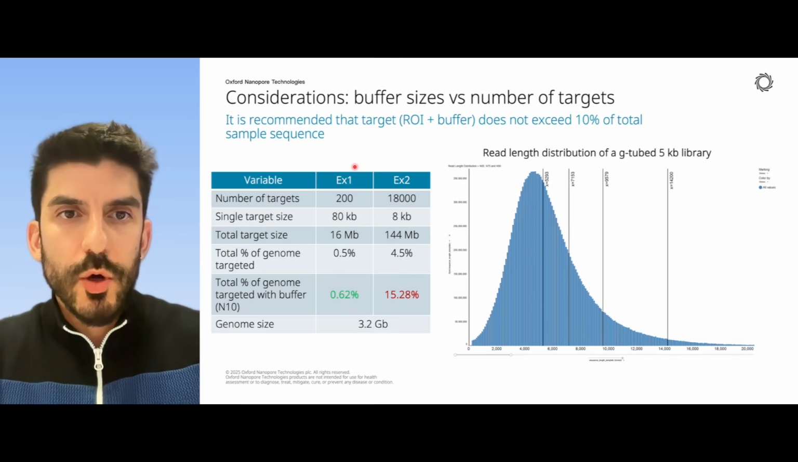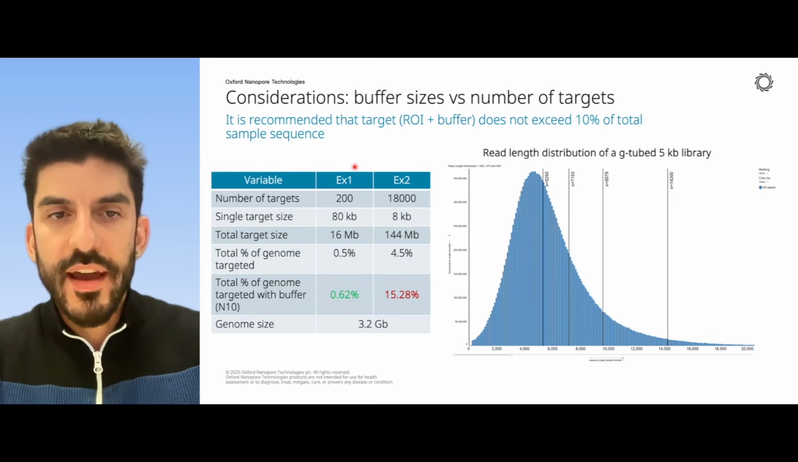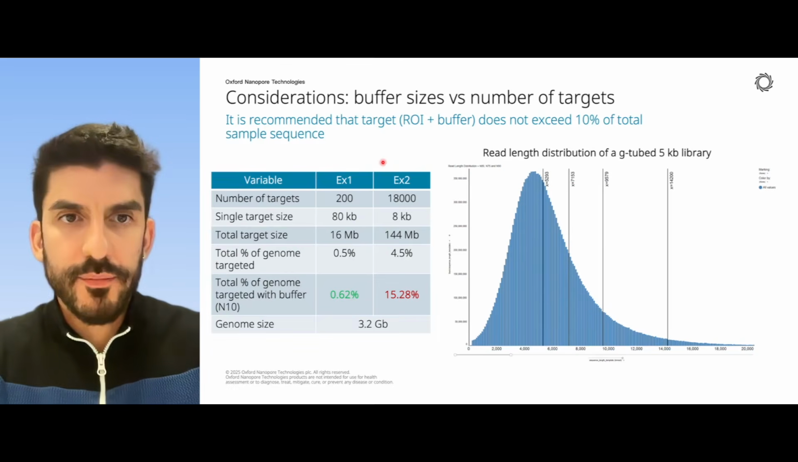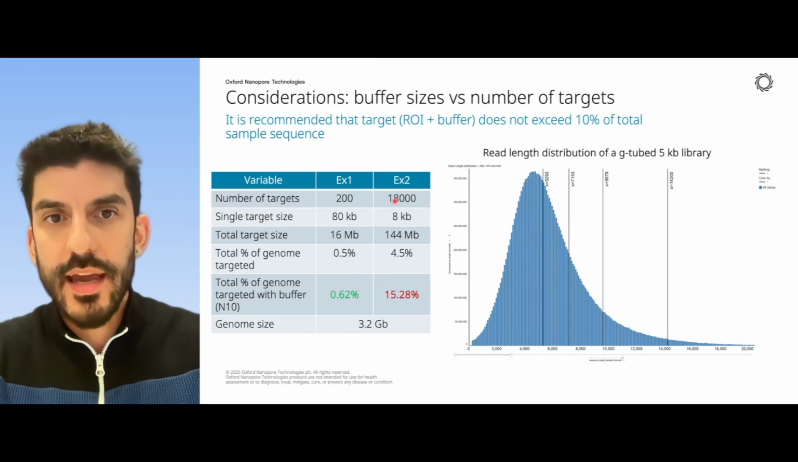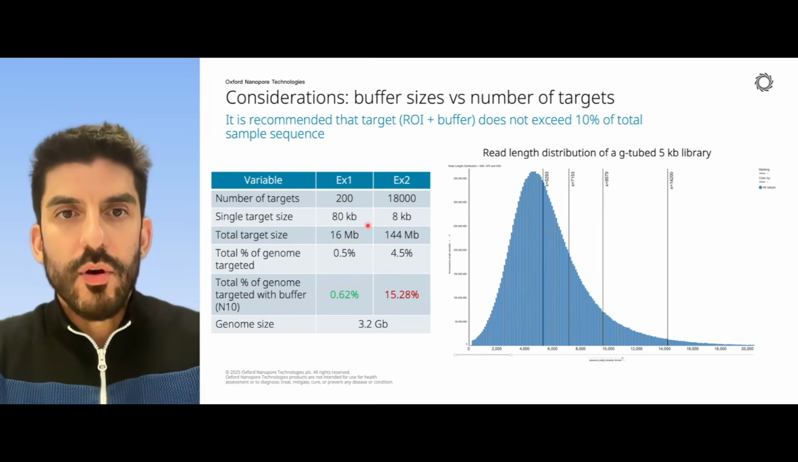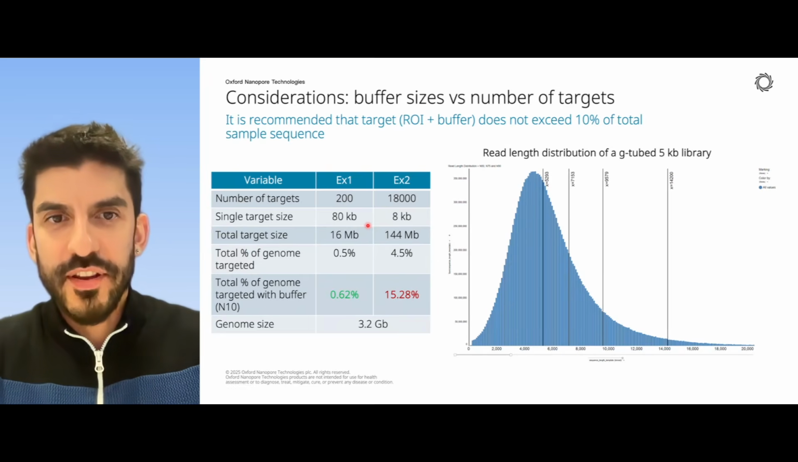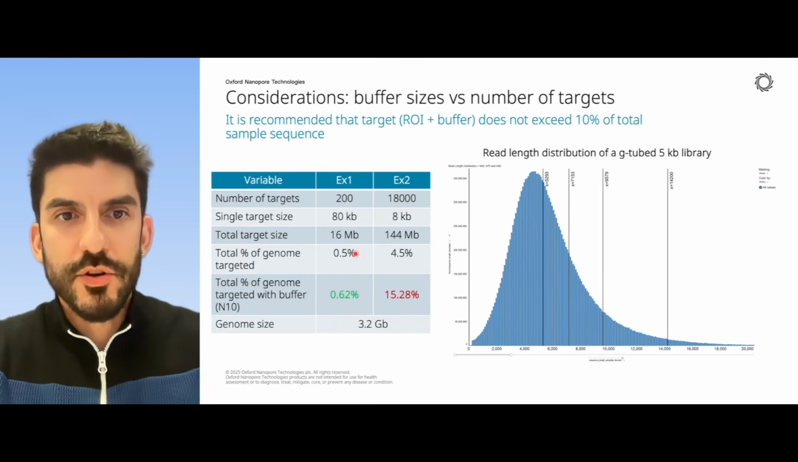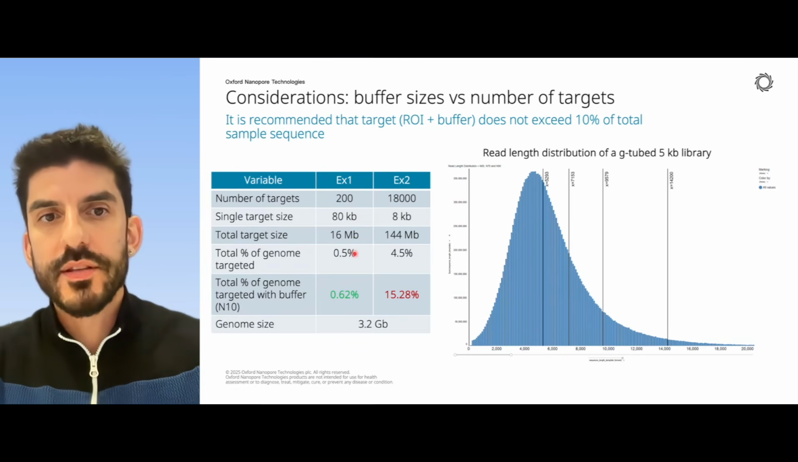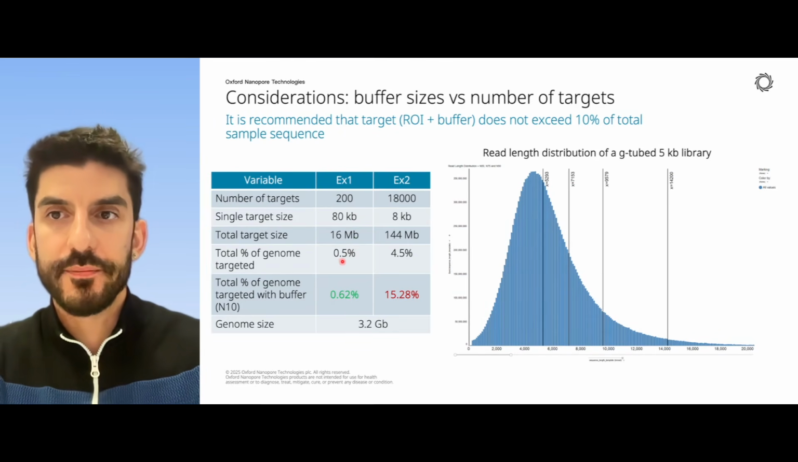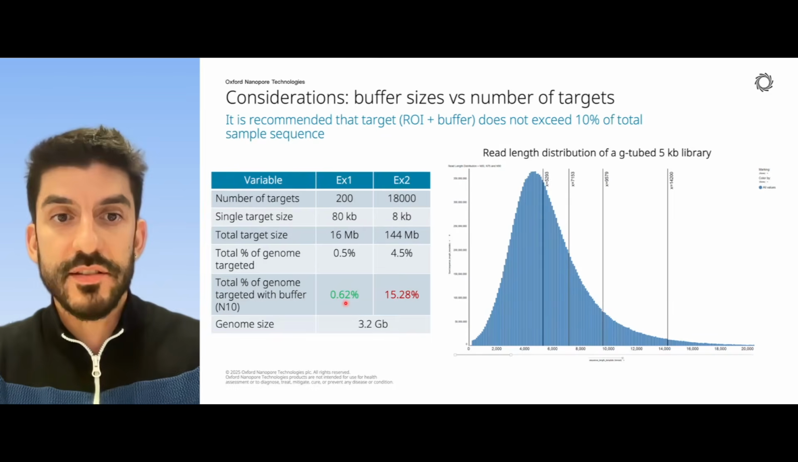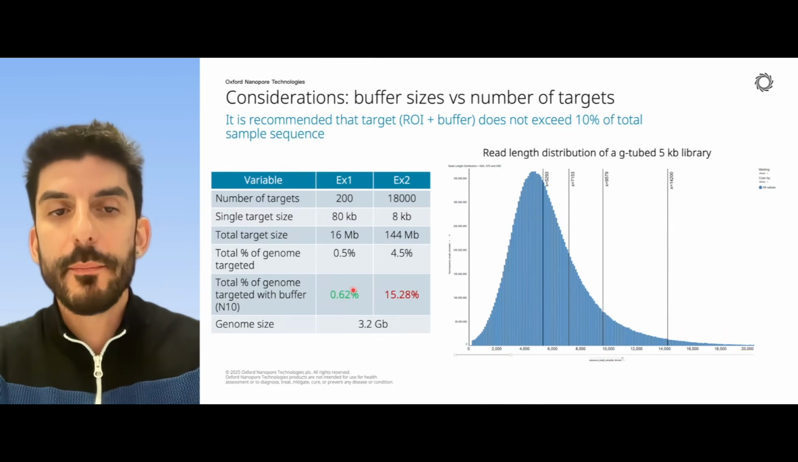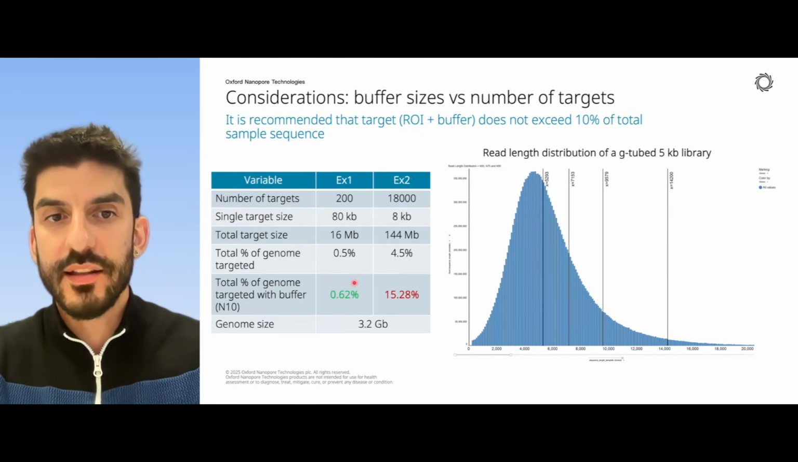I also want to call your attention to how this affects the amount we're targeting on the bed file. I have two examples here. Example 1, we have a panel which contains 200 targets. In example 2, we have a panel that contains 18,000 targets. Now, I chose ends of the spectrum for the purpose of exaggeration, but I want to show you that in example 1, this panel targets 0.5% of the sample, and with buffer at 14 kb, it ends up targeting 0.62%. So the increase in amount targeted of the sample after adding the buffer is minimal.